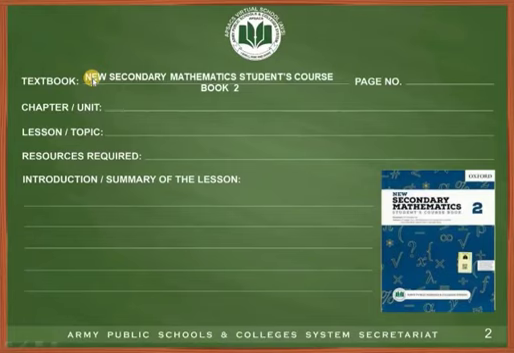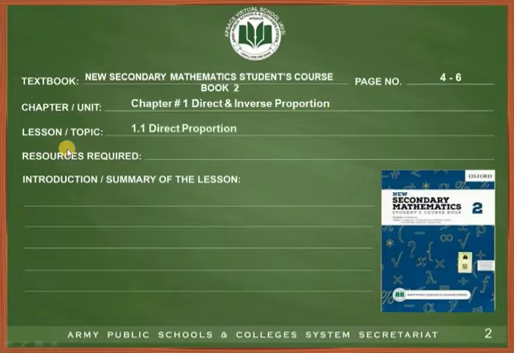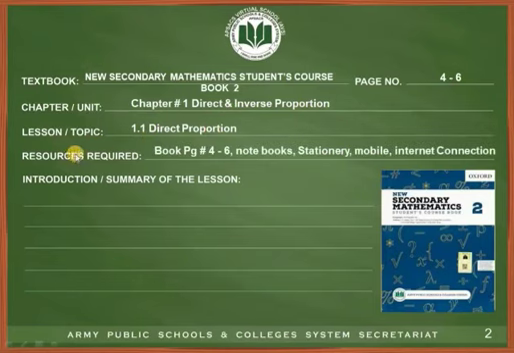Students, here is your textbook, New Secondary Mathematics Students Course Book 2, page numbers 4 to 6. And today we will discuss chapter number 1, Direct and Inverse Proportion, in which we are going to study the very first topic, direct proportions. Resources required are book page numbers 4 to 6, notebooks, stationery, mobile and internet connection.